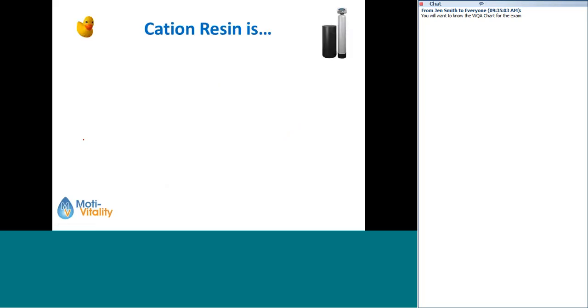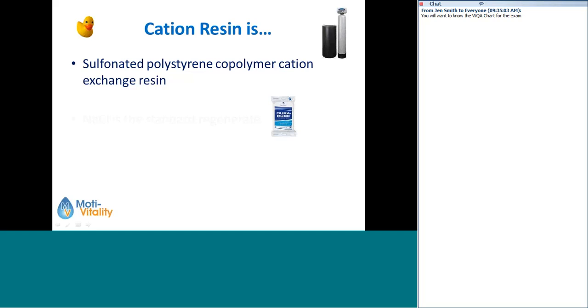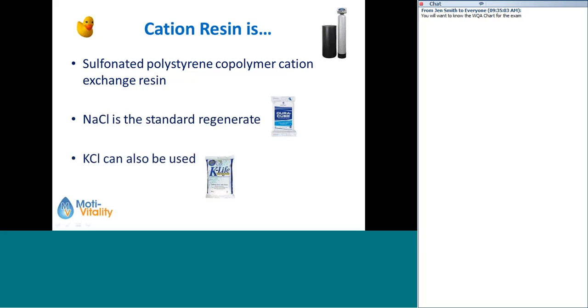Okay, so cation resin. What is cation resin? That's a great question, you guys. Let's answer it. It's a sulfonated polystyrene copolymer cation exchange resin. So, in simple terms, it's basically a plastic polystyrene copolymer that removes positively charged ions. Standard regenerant is sodium chloride, and you can also use calcium chloride to regenerate. You can also use acids.